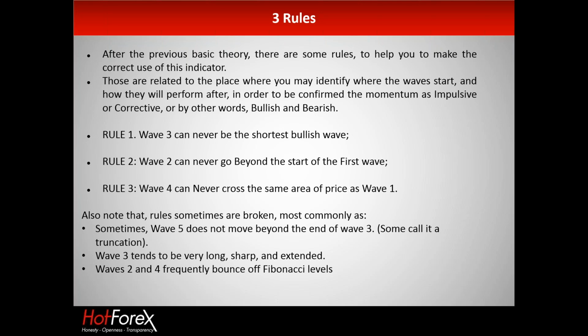Okay, the wave number 1 starts at 0, and the wave number 2 can never go beyond that line. Otherwise it does not give you a clear picture of the impulsive Elliott formation. And rule number 3: the wave number 4, which is bearish, can never cross the same price area as the wave number 1. That is illogical, because the wave is almost finishing. Why should it go back to the beginning? That will not confirm the impulsive wave in the end.